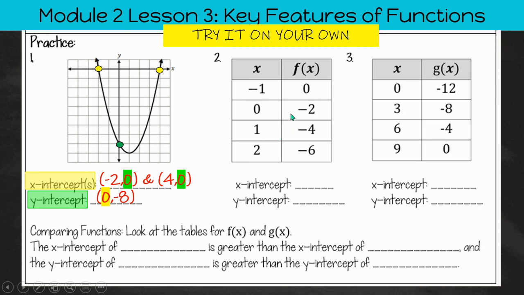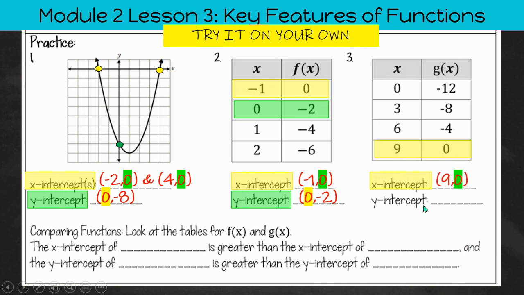Now let's look at the table for f of x. We need to identify our x-intercept for f of x, which is at -1, 0. And our y-intercept of f of x is 0, -2. Again, our x-intercept is when y is equal to 0. Our y-intercept is when x is equal to 0. So looking at g of x now, we have our x-intercept. So when y is equal to 0, so 9, 0. And our y-intercept when x is equal to 0, so 0, -12.